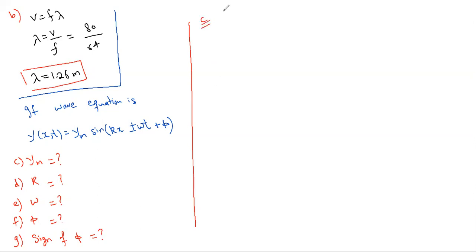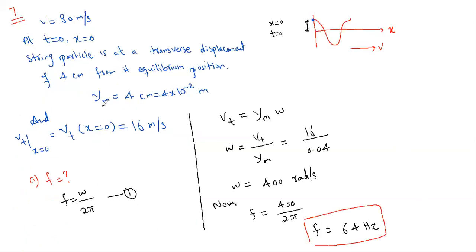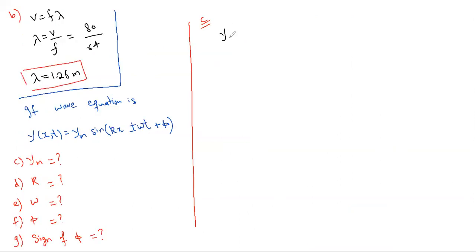So part C. The amplitude is already given in the question. Since it is given that y is equal to 4 centimeter, this will just be our amplitude. So y equals 0.040 meter, already given in the question. This is just the transverse displacement.